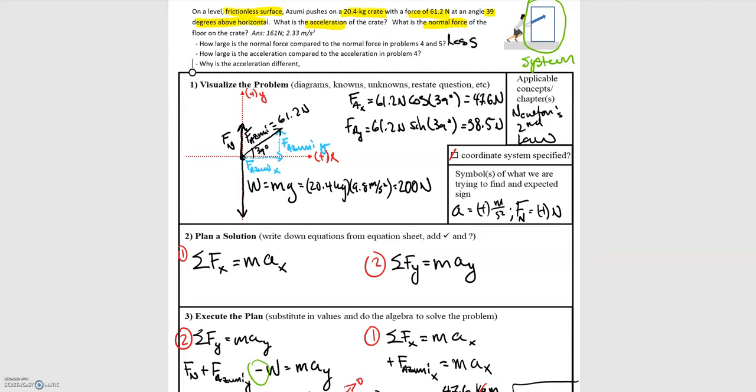How large is the acceleration compared to the acceleration in 4? Well, the acceleration is less than. And it's different because now we have a force that's at an angle. So all of our force is not going in the x direction, but only a component of it is going in the x direction. And since force is proportional to acceleration, a smaller force is going to give you a smaller acceleration for the same mass.